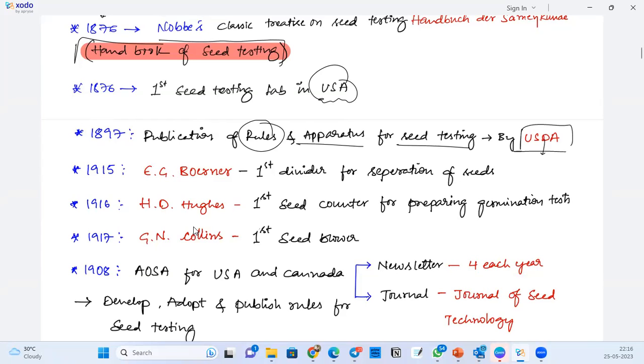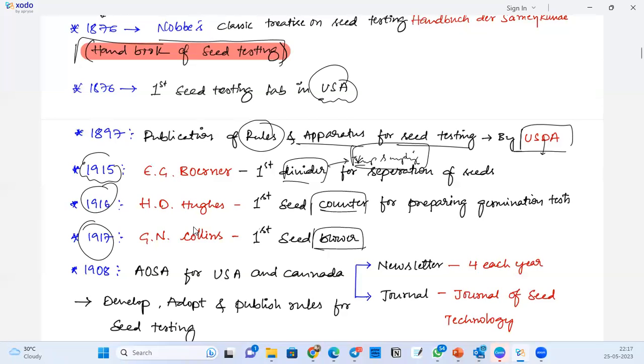Okay. And in 1915, 1916, 1917, different scientists discovered the seed divider, seed counter, and seed blower. We'll discuss the seed divider in a bit more detail, since it is very necessary for seed sampling to take place. It is very important, so we'll discuss this particular thing in little detail. Also mark this, it is very important. They will ask some direct questions on the seed divider.